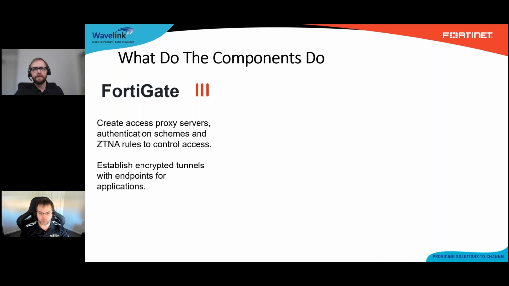So what are the components? First off, we need a FortiGate. The FortiGate controls the access proxies, it creates the authentication schemes, and it creates the ZTNA rules to then control the access to these servers. It also establishes the encrypted tunnel for which the endpoints connect to. So they're not connecting to the EMS server, they're connecting to the FortiGate.